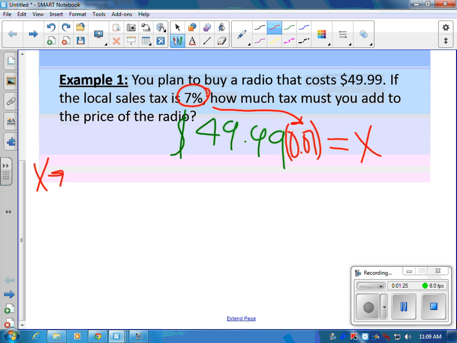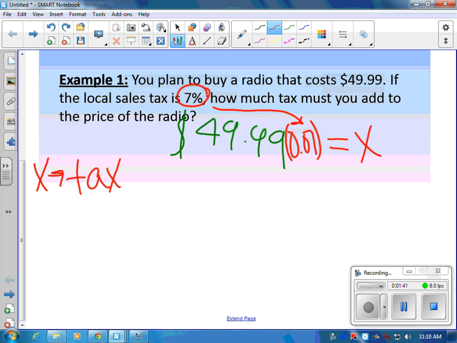Somebody else besides Zach. He told me the equation. Joe? The tax that's going to be added on. The variable is going to represent what we're trying to find in our problem. We are trying to calculate the tax that I need to add on to the price of the radio.